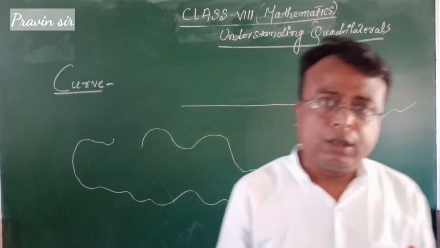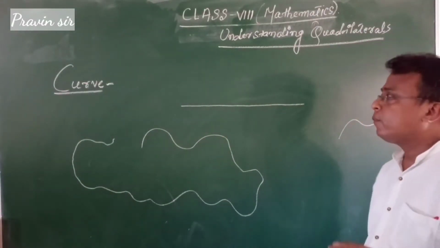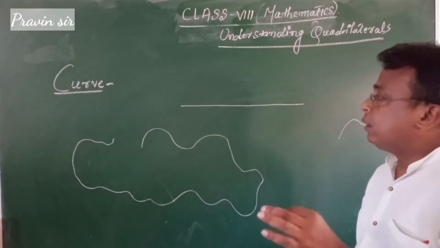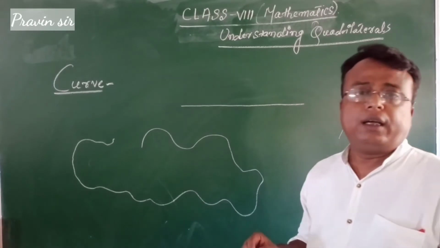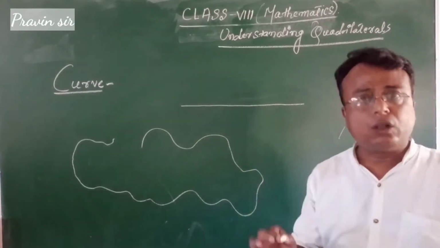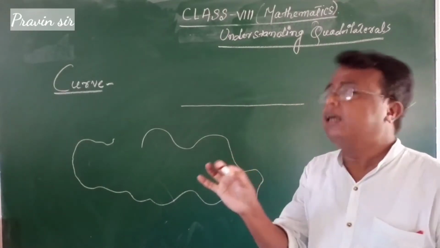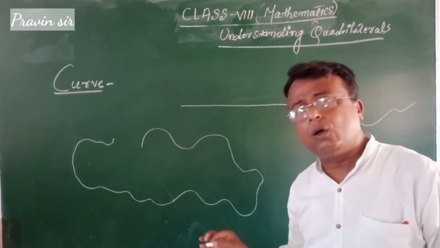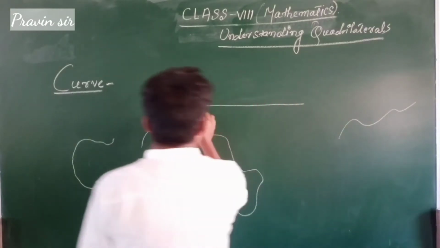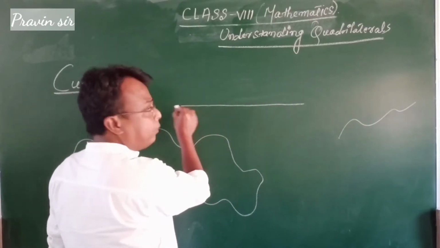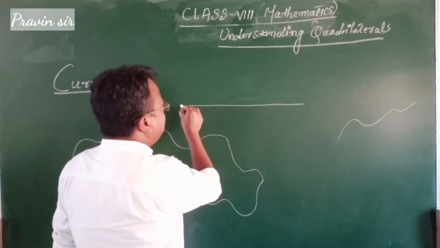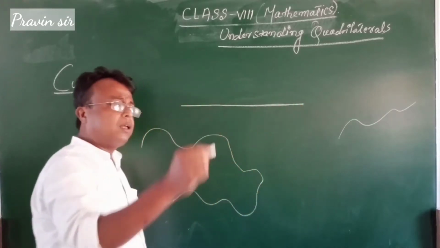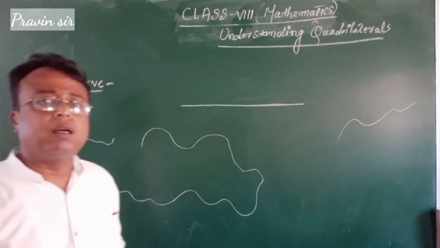How is it a curve? In the general sense we thought a zigzag line is a curve, but it is not like that. In mathematics, without lifting the tip of the pencil or the tip of the pen, whatever figure you draw is called a curve. While drawing this line, I drew it without lifting the chalk. So that's why it is also a curve according to mathematics.